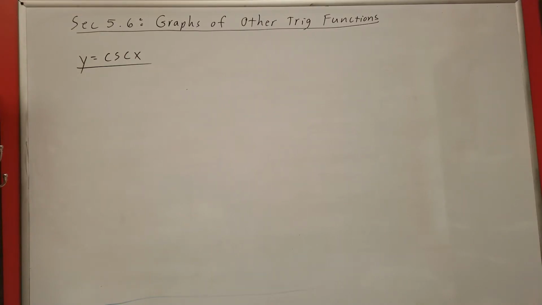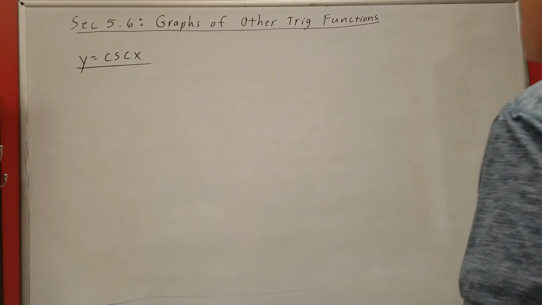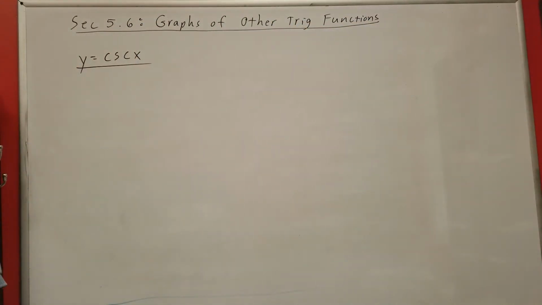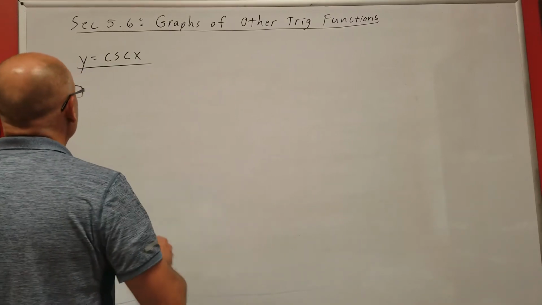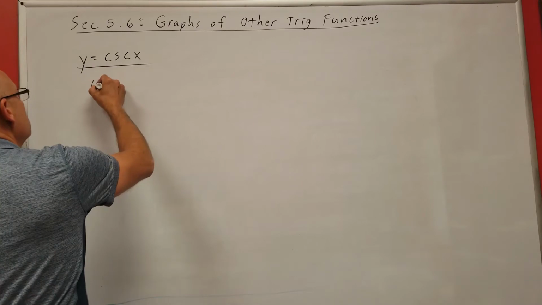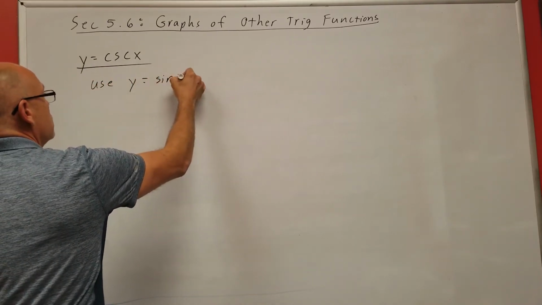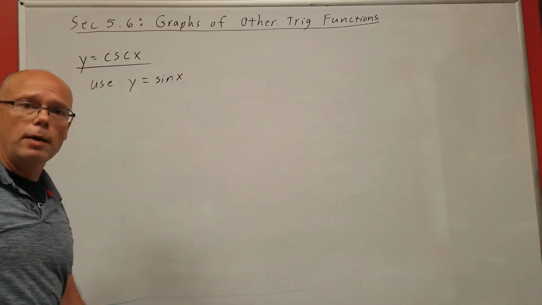All right, section 5.6, graphs of other trig functions. Let's look at y is equal to the cosecant of x. Let's look at drawing a graph of this particular trig function. What we're going to do to draw this is we're going to use y is equal to sine of x. We're going to use this reciprocal function to graph this.